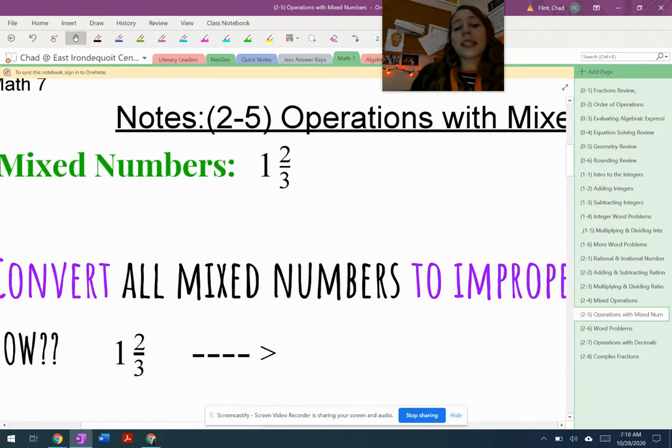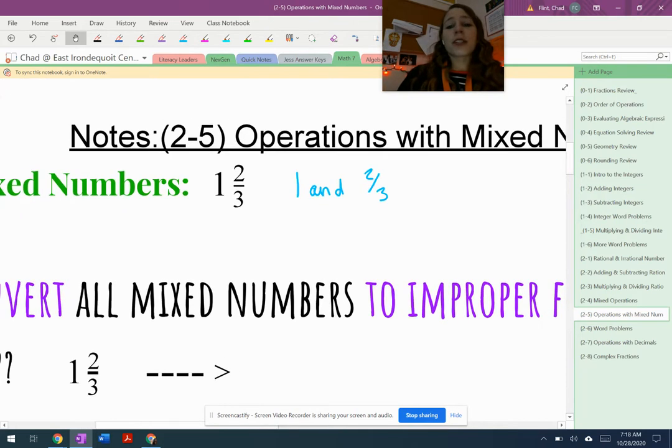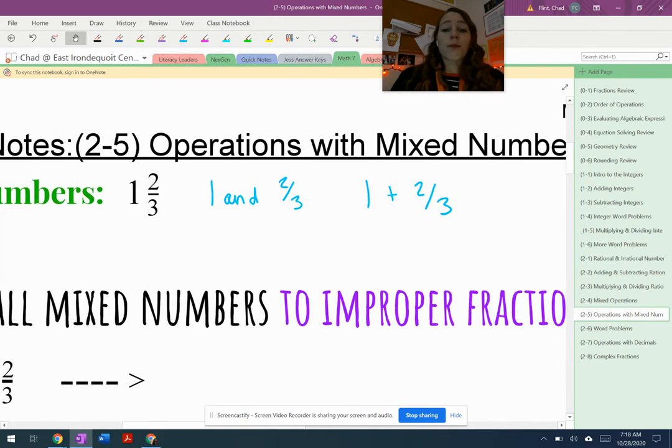How would you read that number? That we read as 1 and 2/3. So when we're saying 1 and 2/3, what operation do you use when you're thinking "and"? Well, that would be addition. So that's the same as 1 plus 2/3, right? That's how you get 1 and 2/3, is you're adding one whole to 2/3.